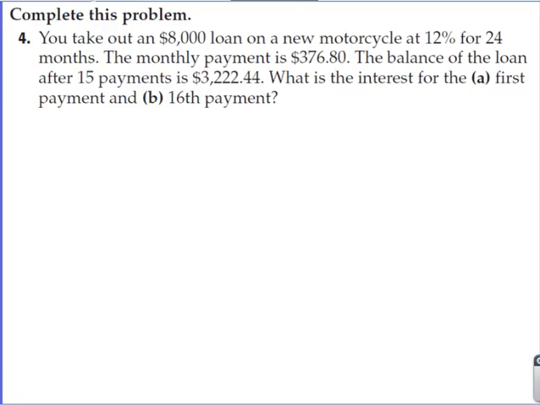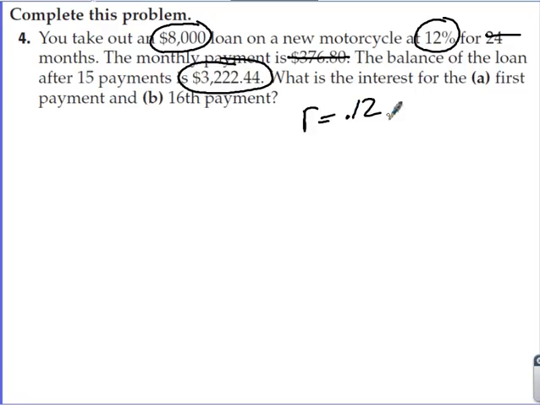Okay, first things first. This problem has extra numbers, guys, that you don't need. You don't need to know the monthly payment. You don't need to know how many months. The only numbers that you truly need on this problem are 8,000, 3,222.44, and 12%. So the first thing we want to do is find my R value. 0.12, that's my 12%, divided by 12 is 0.01.